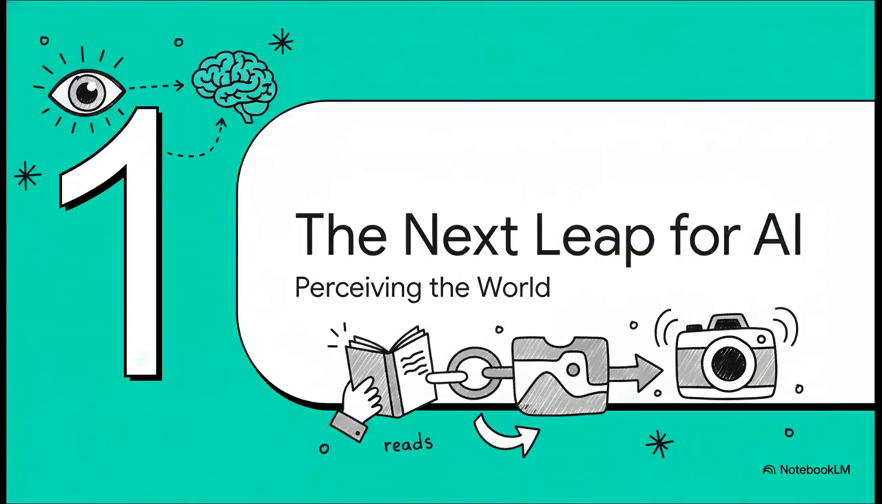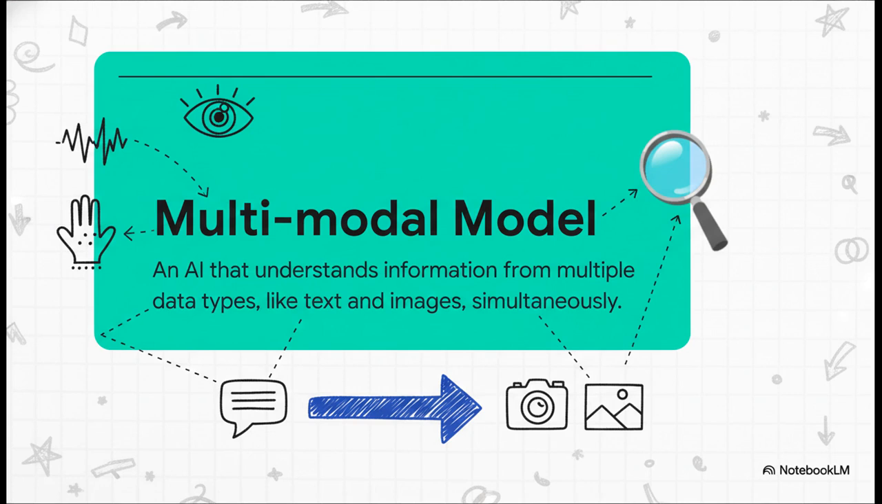To really wrap our heads around why CLIP is so important, we first have to understand this huge shift that's happening in AI. We're moving beyond AI that just reads information to an AI that can actually perceive the world, kind of like we do. At the heart of this is a concept called a multimodal model. And it sounds way more complicated than it is.